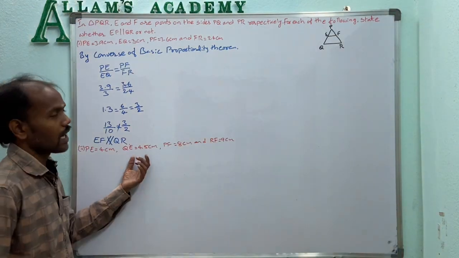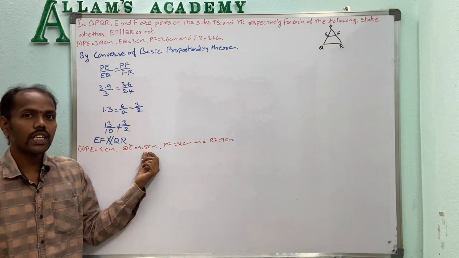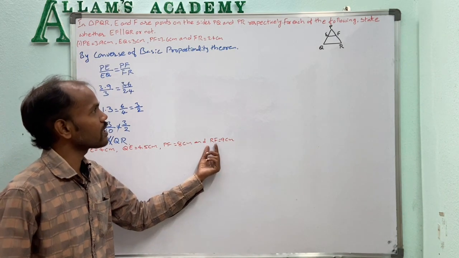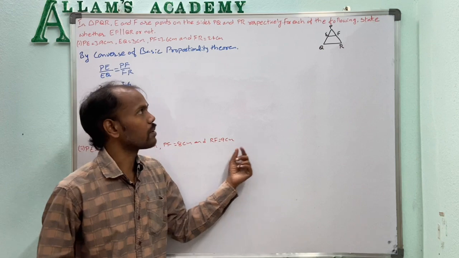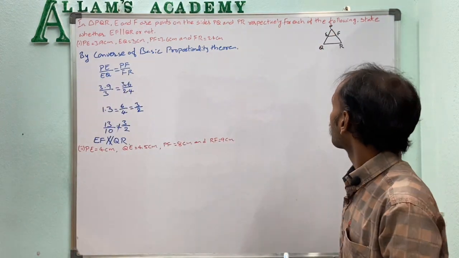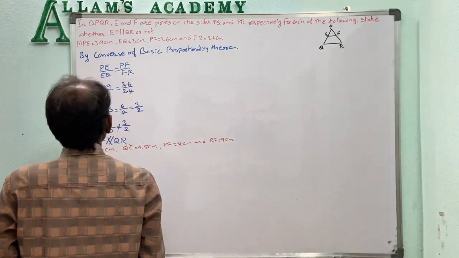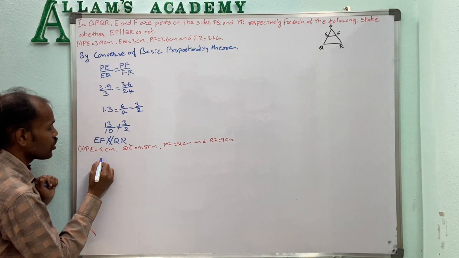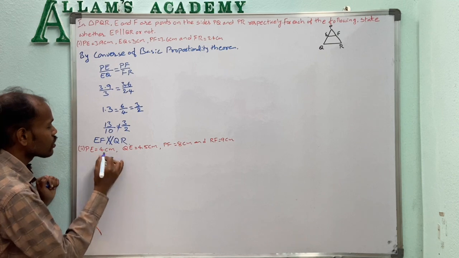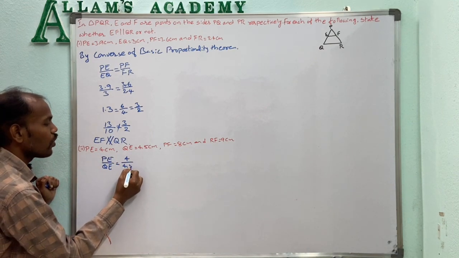And here is another problem: PE equal to 4 centimeters, QE equal to 4.5 centimeters, PF equal to 8 centimeters and RF equal to 9 centimeters in the triangle PQR. Then whether EF is parallel to QR or not is what they asked. So here also we check the ratio of PE by QE. So PE is 4 and QE is 4.5.